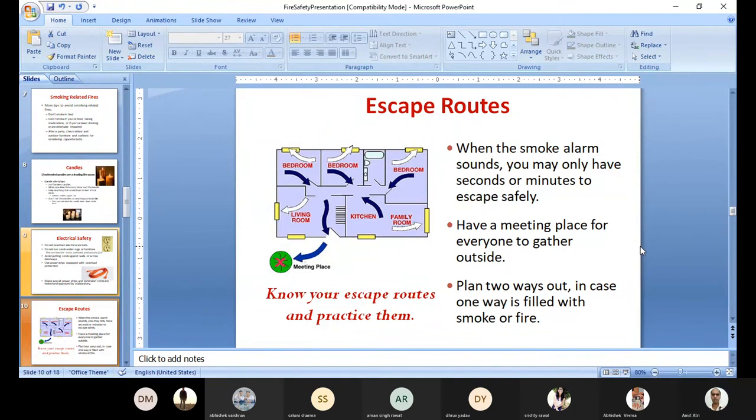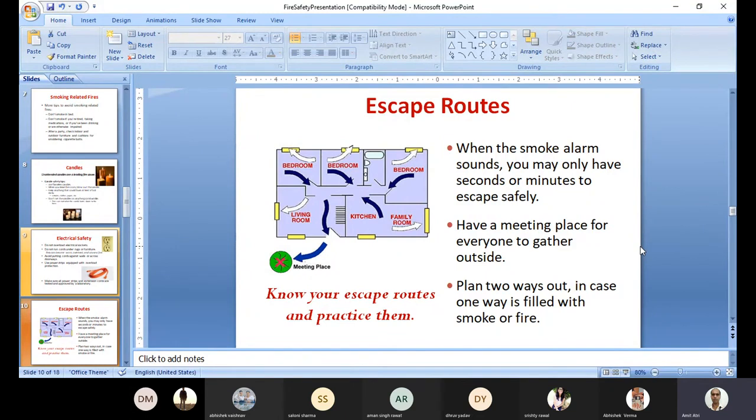So if smoke comes out, then the alarm will blow off. That is a signal that yes, leave the building. There should be a meeting place where every resident or occupant, the whole gathering, can meet outside of the building.